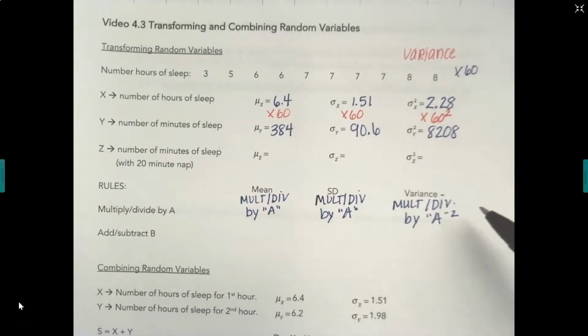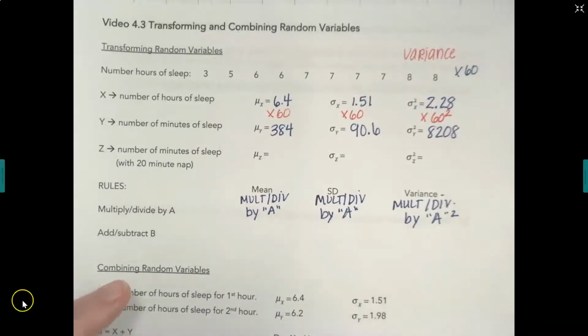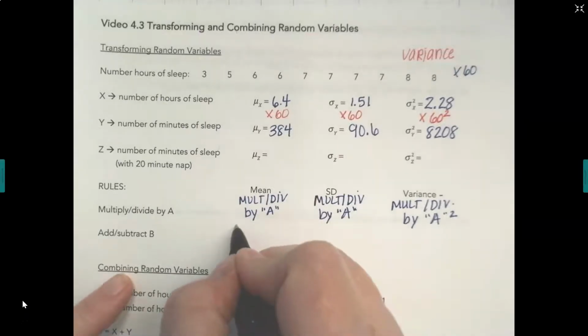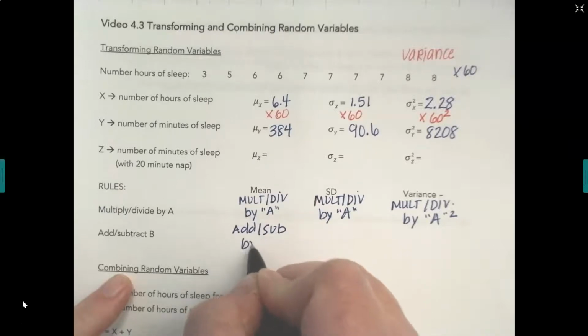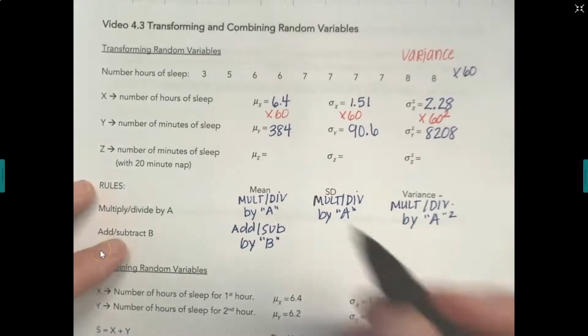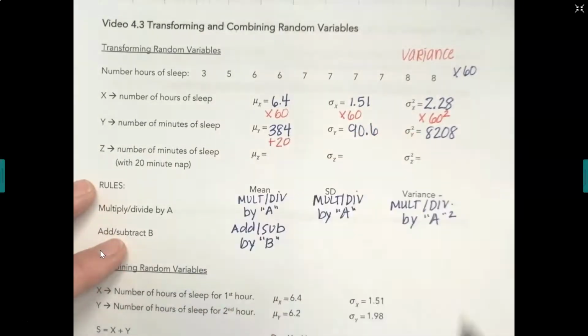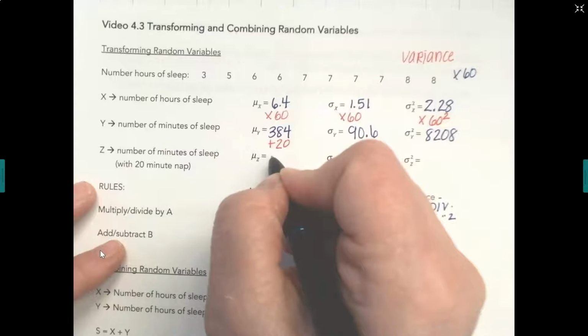But what if we're adding or subtracting? I was feeling generous and I said, hey, I know you're tired, let's take a 20-minute nap. So I'm adding 20 minutes of sleep to your sleep time. When you're adding or subtracting, you add or subtract to your mean whatever that value is, and I'm just going to call it B. That's just the number I'm going to add or subtract. In this case, we're adding 20 minutes, so that's my B value. So we can just add 20 minutes, and now our average sleep time is 404 minutes.